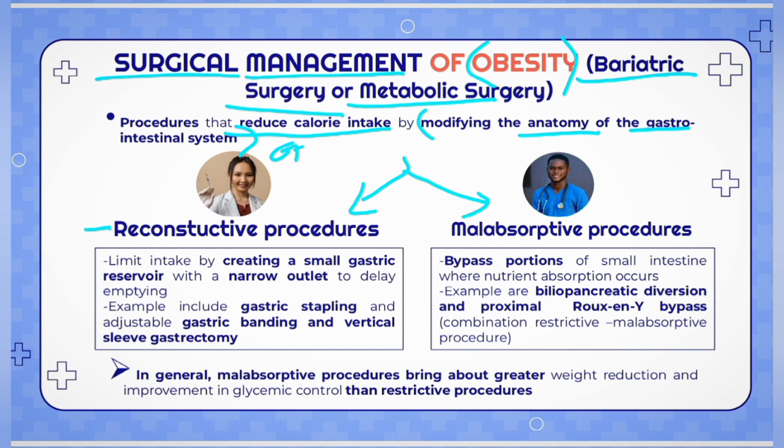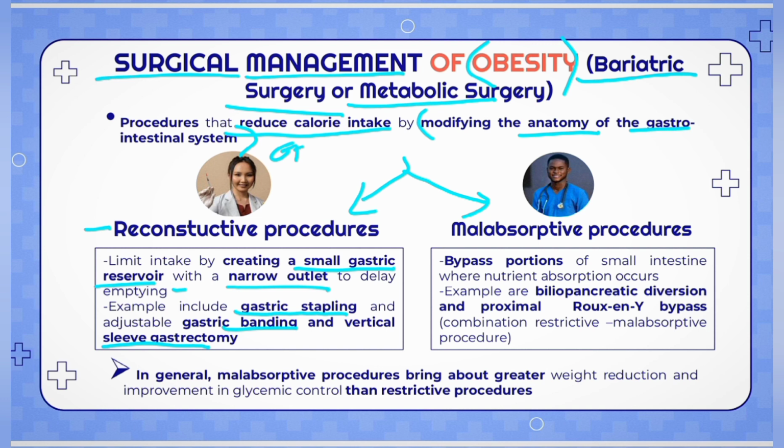In reconstructive procedure, we will limit the intake of the food by creating a small gastric reservoir with a narrow outlet so that we can delay the emptying of the gastric reservoir. Examples of such reconstructive procedures are gastric stapling, adjustable gastric banding and vertical sleeve gastrectomy.